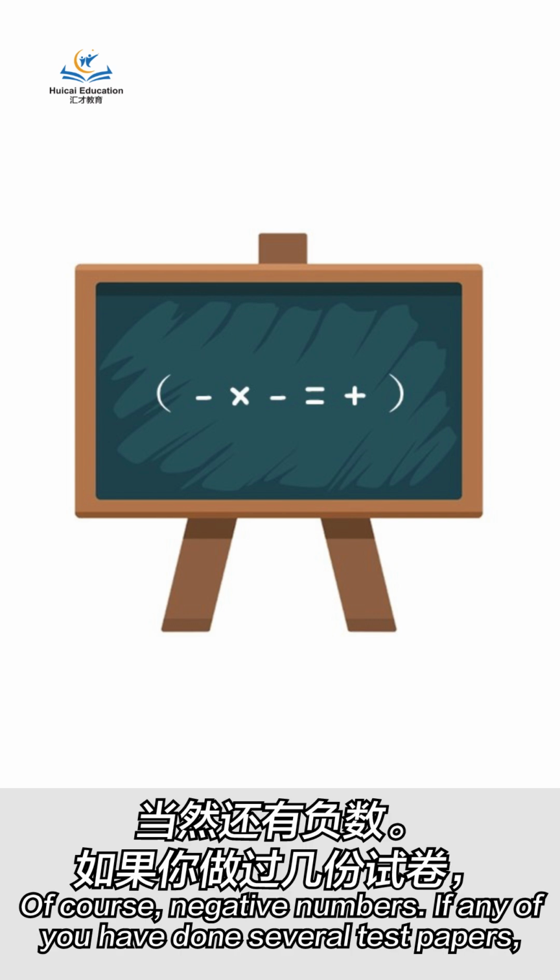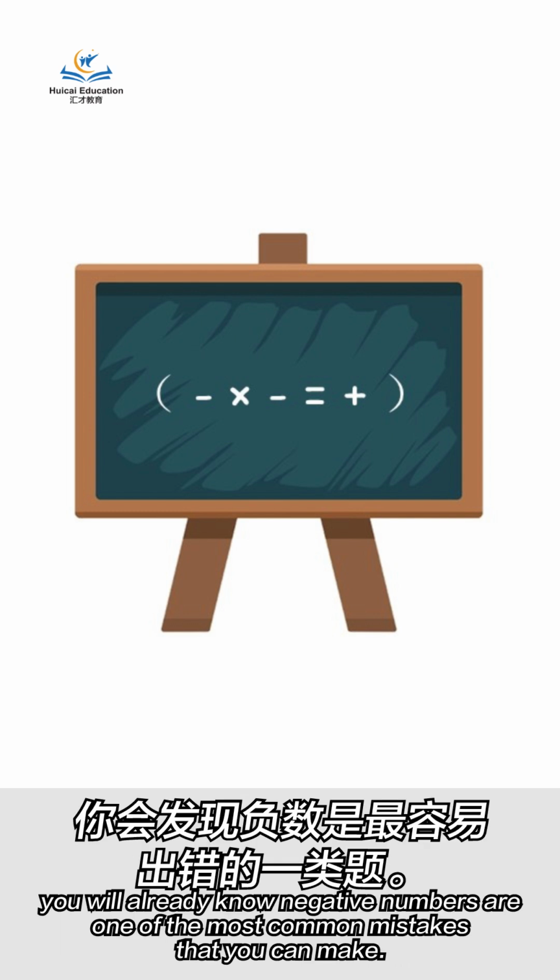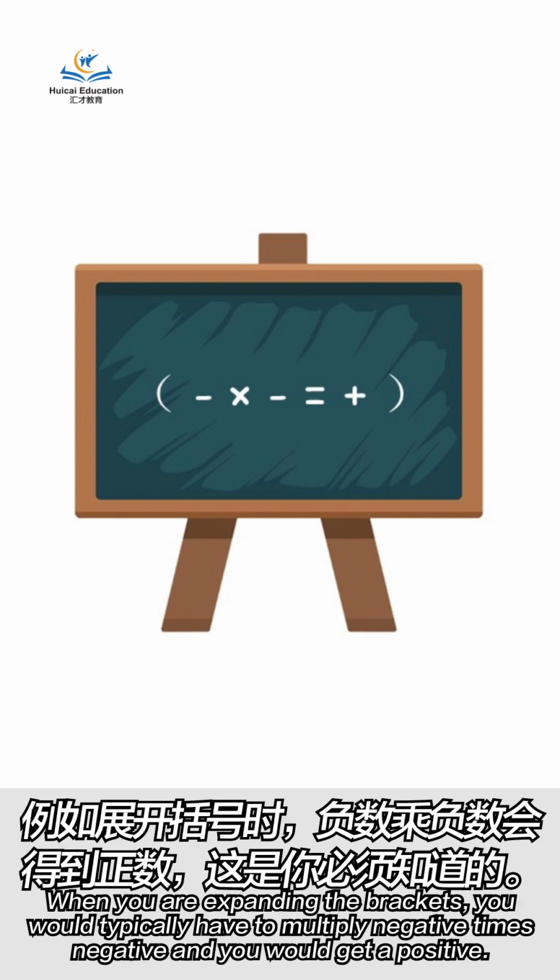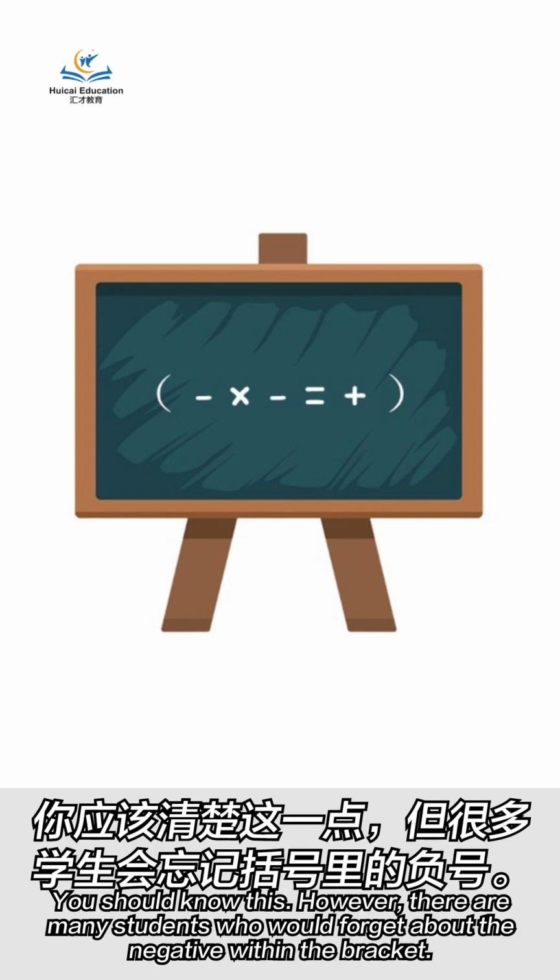Of course, negative numbers. If any of you have done several test papers, you will already know negative numbers are one of the most common mistakes that you can make. When you're expanding the brackets, you would typically have to multiply negative times negative, and you will get a positive. You should know this. However, there are many students who would forget about the negative within the bracket.